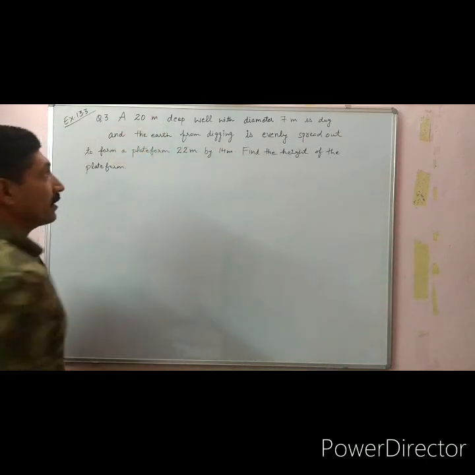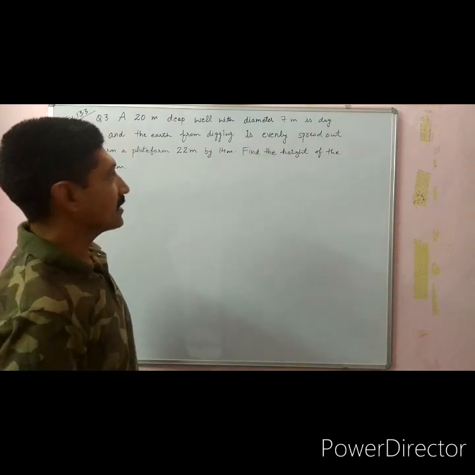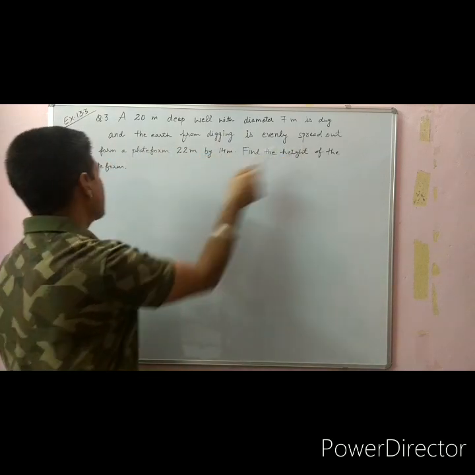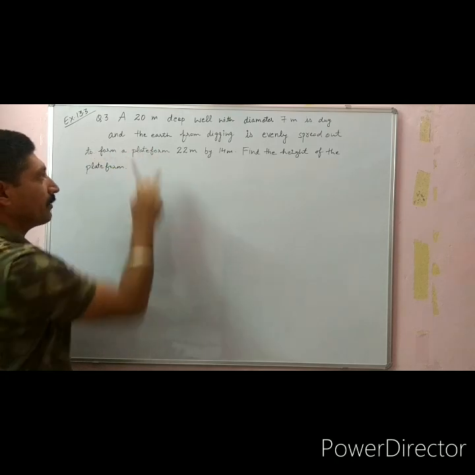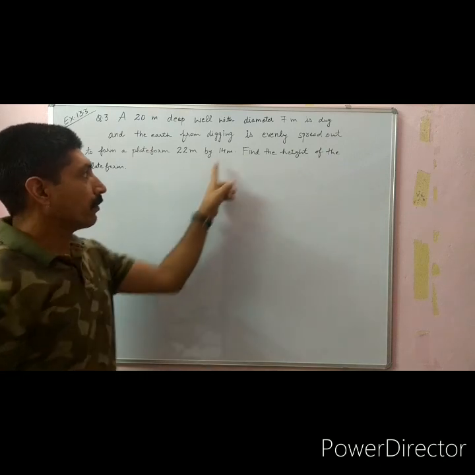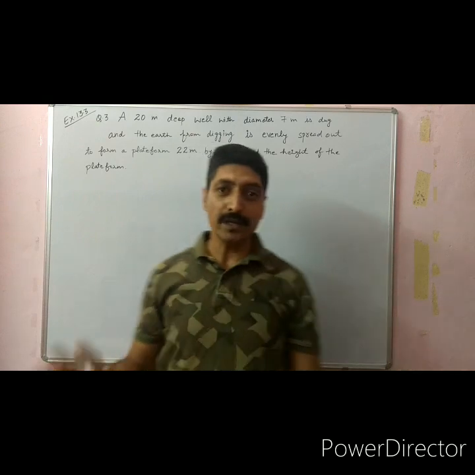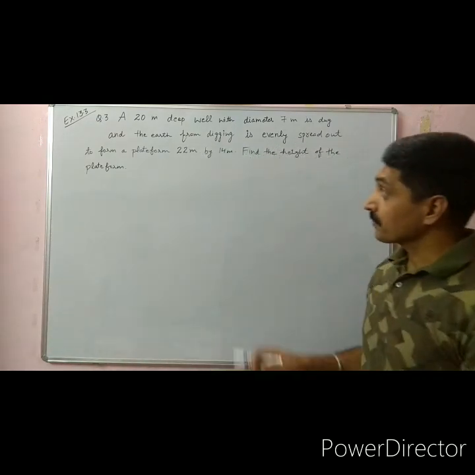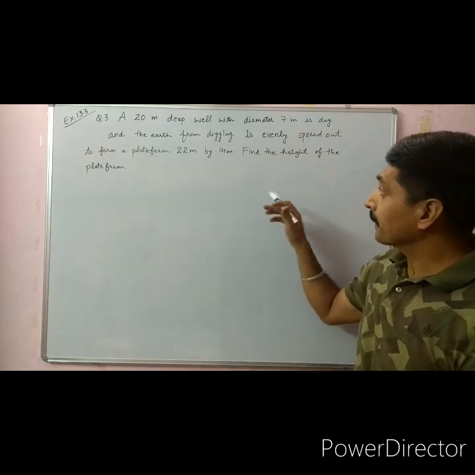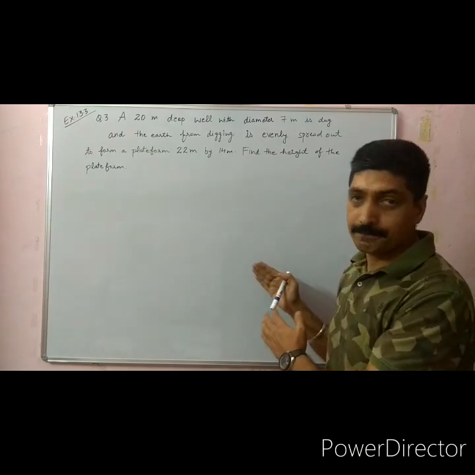A 20 meter deep well with a diameter of 7 meter is dug, and the earth from digging is evenly spread out to form a platform 22 meters by 14 meters. Find the height of the platform. So in this question, the earth which is taken out from the well, we are making a platform separately.